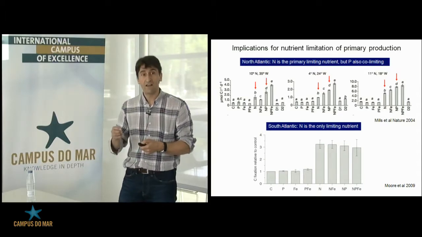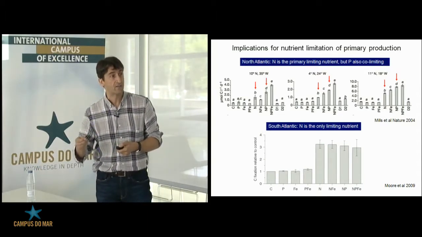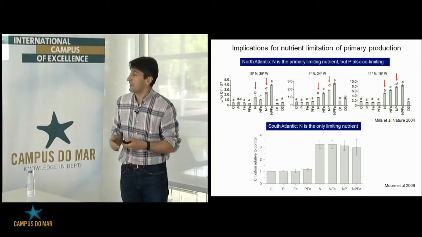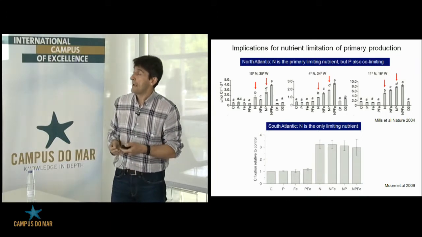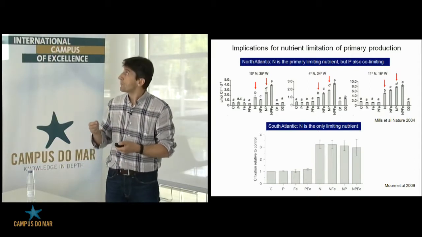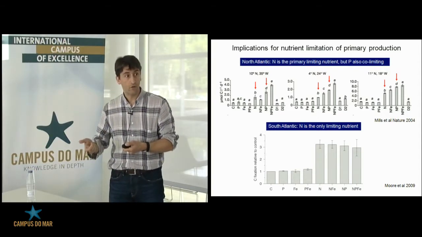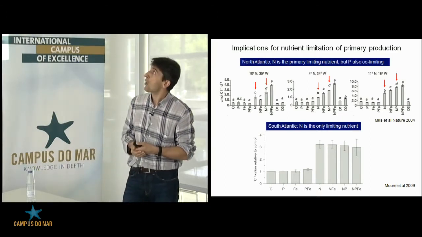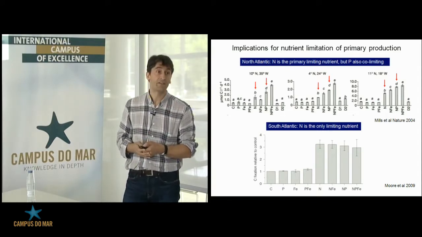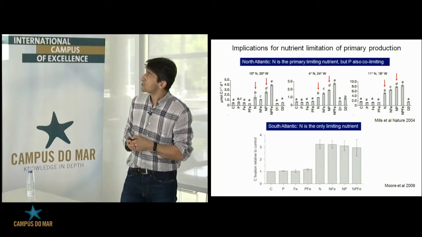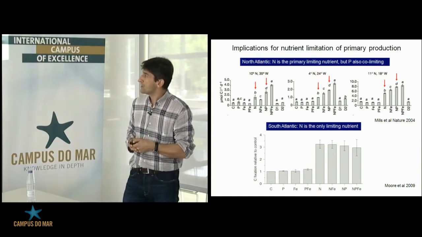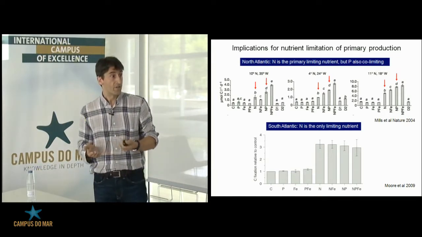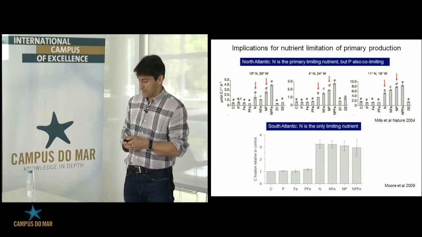So basically, the fact that there is more nitrogen fixation as a result of the enhanced atmospheric deposition of iron in the north explains that there is more phosphorus consumption, and the fact that there is less phosphorus available explains that phosphorus can also co-limit primary production. This does not happen in the South Atlantic. In the South Atlantic, only nitrogen is limiting. Even if you add nitrogen in combination with iron or phosphorus, or even if you add the three nutrients together, there is no additional response as compared to when you only add nitrogen.